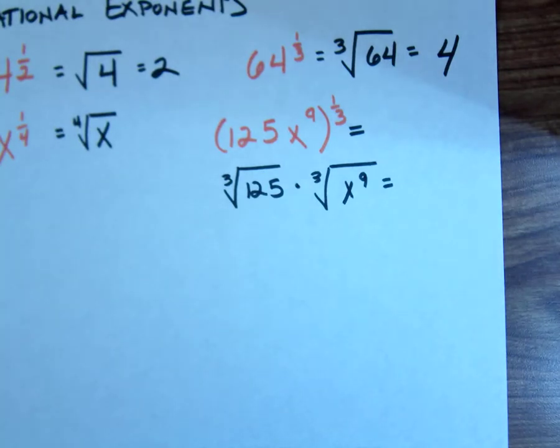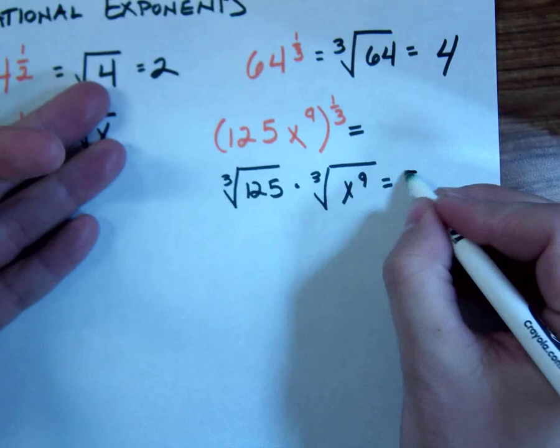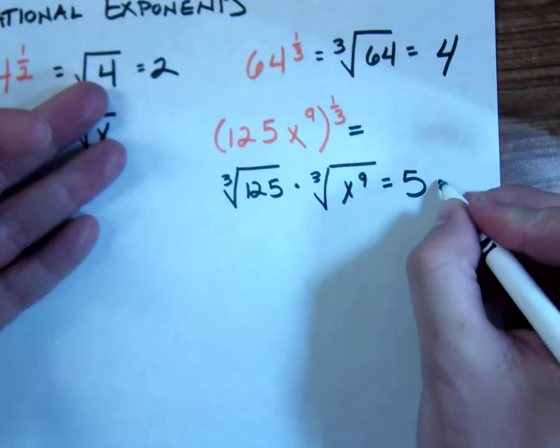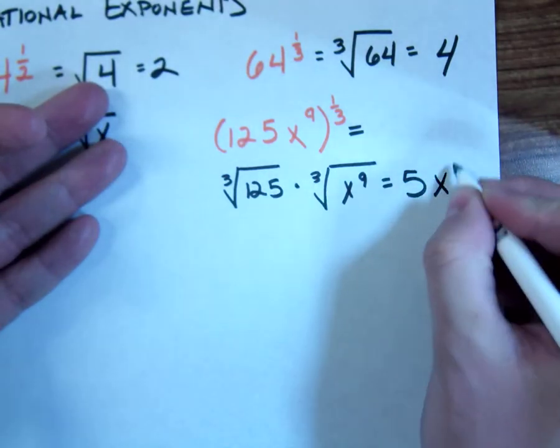As usual, the number is the hardest. What's the cubed root of 125? 5. And what's the cubed root of x to the 9th? X to the 3rd.